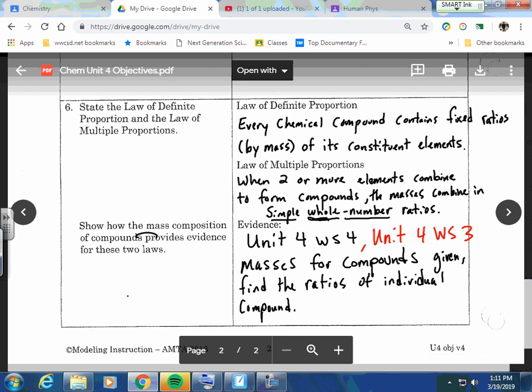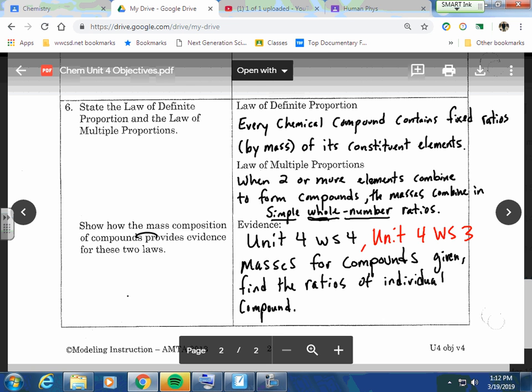All right, so first thing I want you to do is look at your Unit 4 Objectives worksheet. I actually went over this yesterday, so you had something similar. Law of definite proportion, talking about how the compounds react with one another, the way they bond, the way they connect, there's always going to be a certain ratio between the elements that make up the compound.